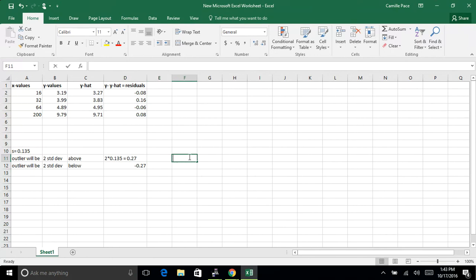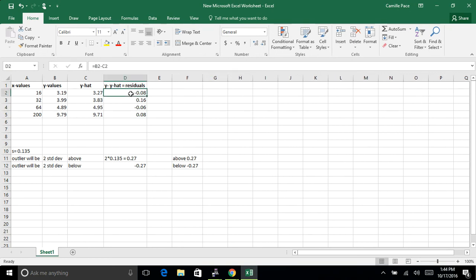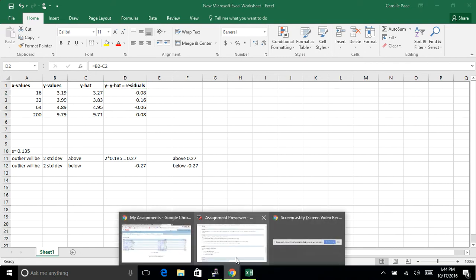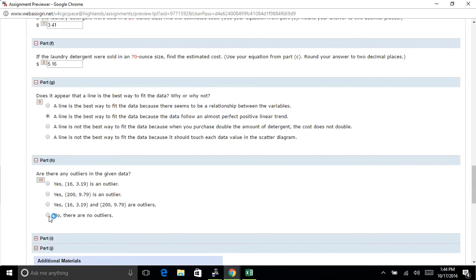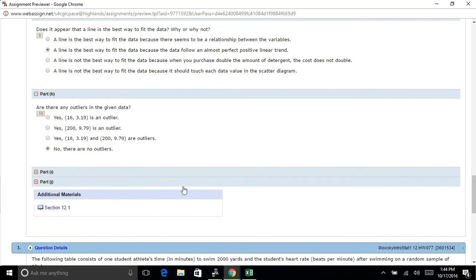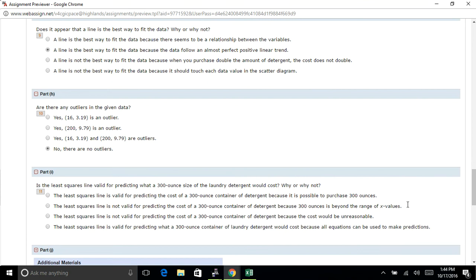So what you need to see is if there's a residual above 0.27 or below negative 0.27. If they meet either criterion, that means it's an outlier. Look, we don't have anything below negative 0.27 and nothing above 0.27, so we can go back here and say no, we don't have any outliers. If something falls outside that range, you have an outlier.